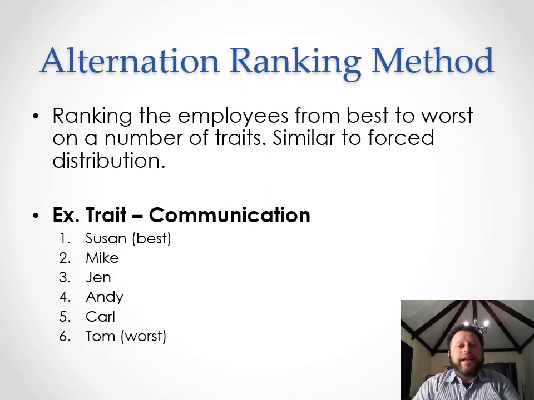Next is our first ranking. This is called alternation ranking. Now here you take a trait. Again, a trait is a quality of your behavior, like communication. And this will be similar to something we'll see in a minute called forced distribution. That's for larger groups. But you take one trait like communication, and you simply rank everybody from best to worst.